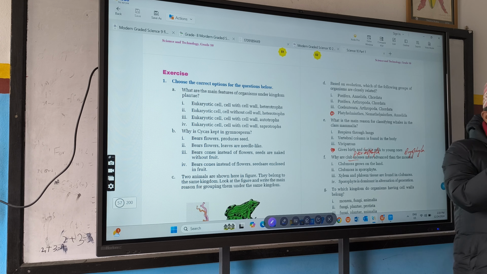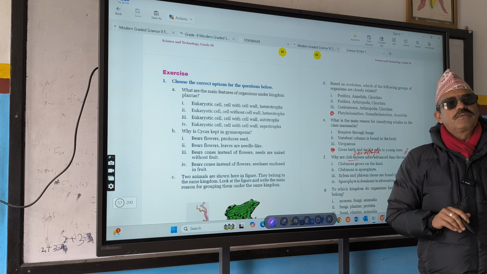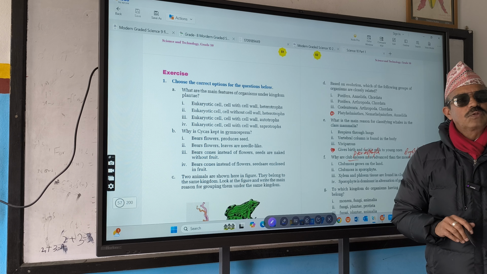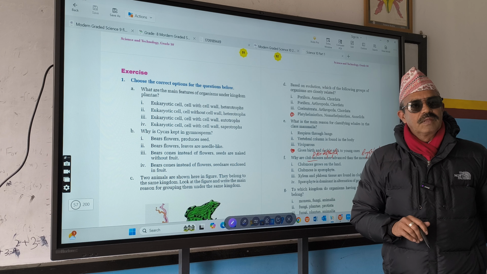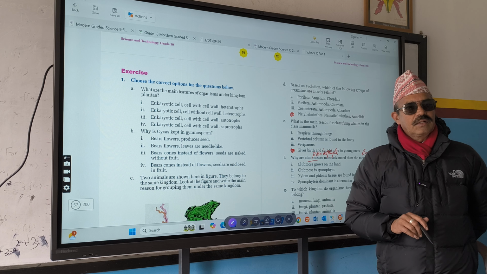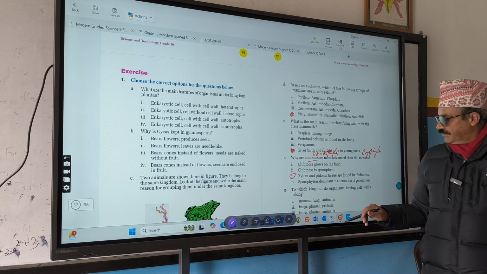So, in bryophyte, are there xylem and phloem or not? Check. In bryophyte, are there xylem and phloem? Are they vascular or non-vascular? They are not. They lack a vascular system. Lack of vascular system means the third one is correct, right?